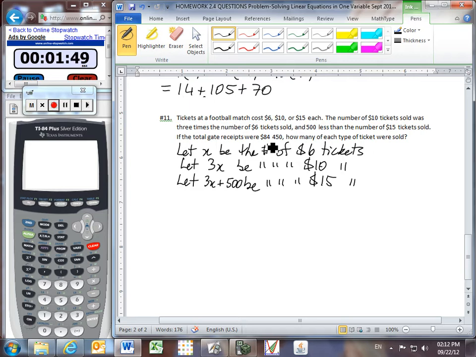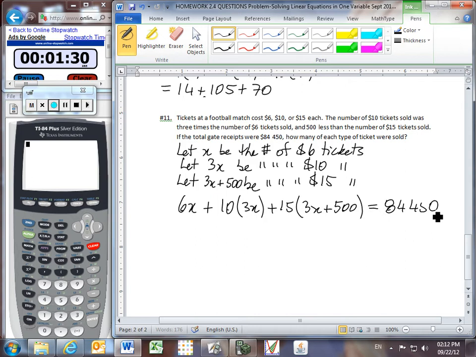If the total gate receipts was $84,450, so our $6 tickets times the number of them, our $10 tickets times the number of them, the $15 tickets times the number of them, which we know is 500 more than the $10 tickets, and that's your total value, because each of those expressions represents the total value of their respective dollar value a ticket, and here's your total value when you add them all together.